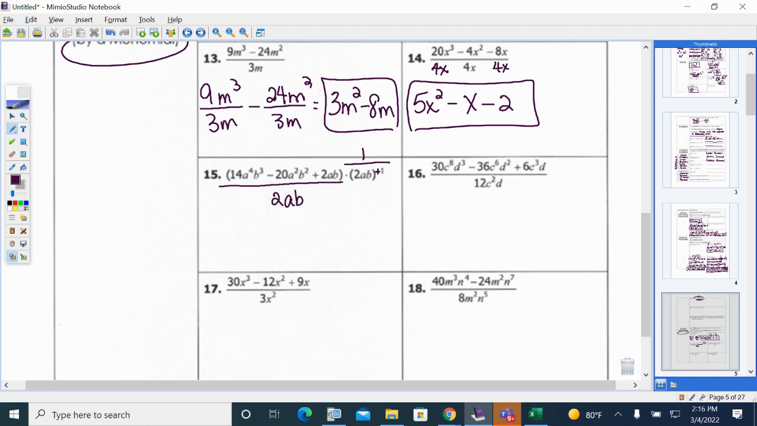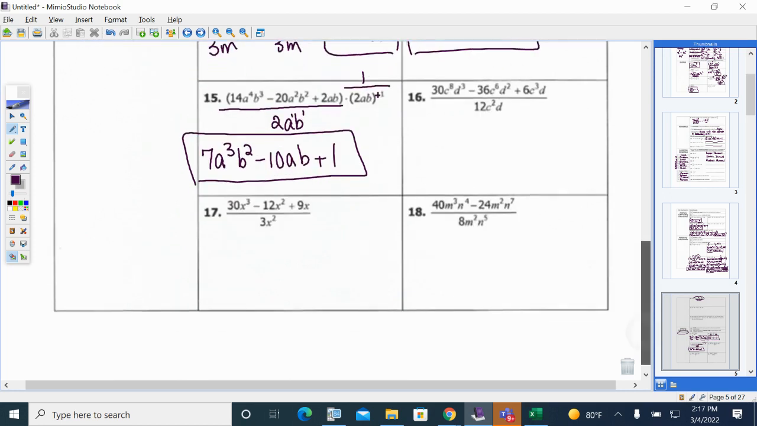So 14 divided by 2 is 7. Subtract those exponents. 4 minus the 1 is a to the third. 3 minus 1 is b squared. Next term. Negative 20 divided by 2 is negative 10. Subtract your exponents. 2 minus 1 is 1a. And then b squared minus the b to the 1 is going to be just a b. Plus 2ab divided by 2ab is just plain 1. Those variables are going to go away. And there's the answer for number 15. So that is dividing by a monomial.